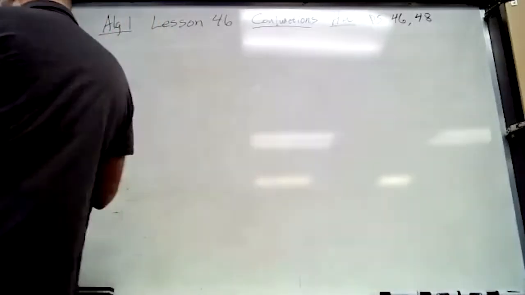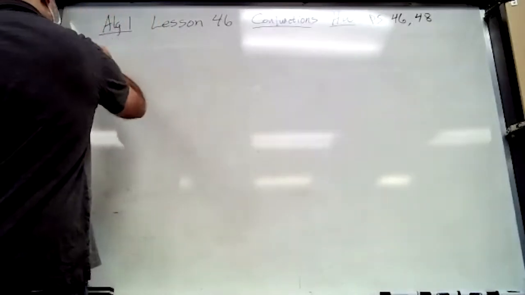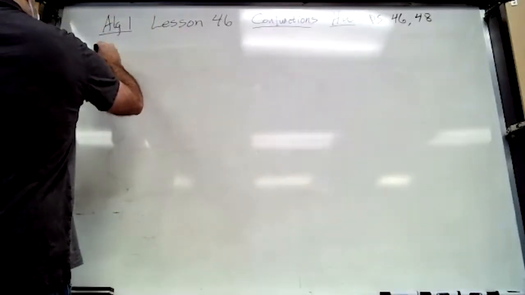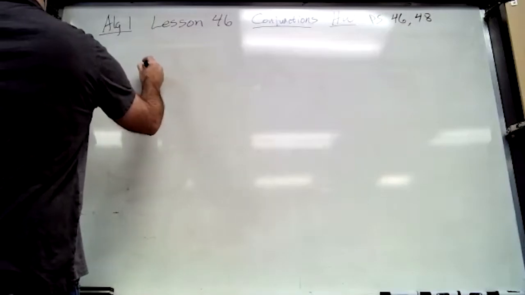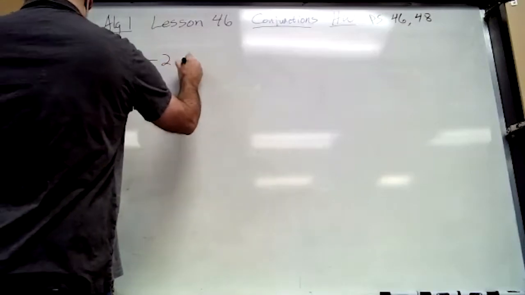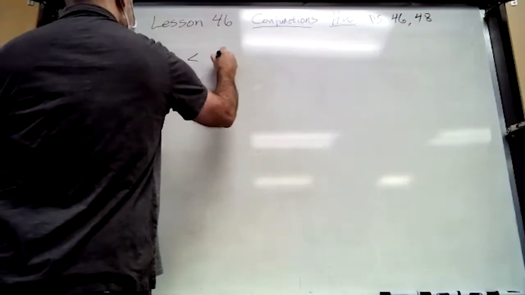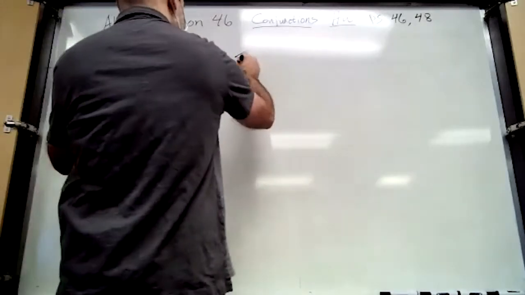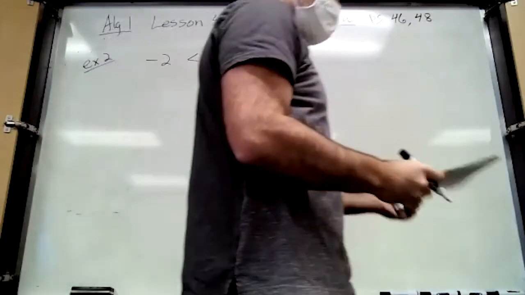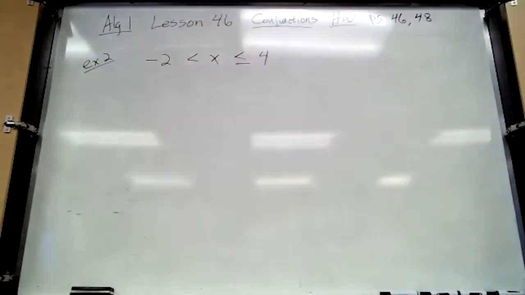All right, so here is example 1. Actually, we just did example 1. Example 2. I want to graph this conjunction. Okay, so I could say this with two sentences. I could say x is greater than -2. X is less than or equal to 4.